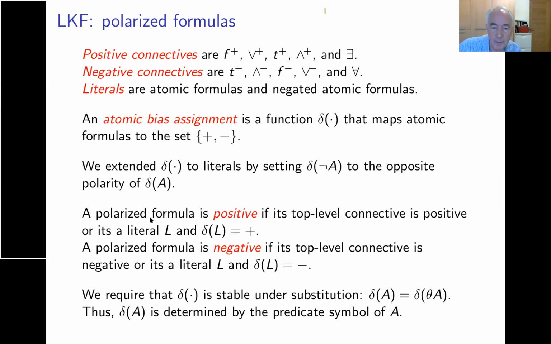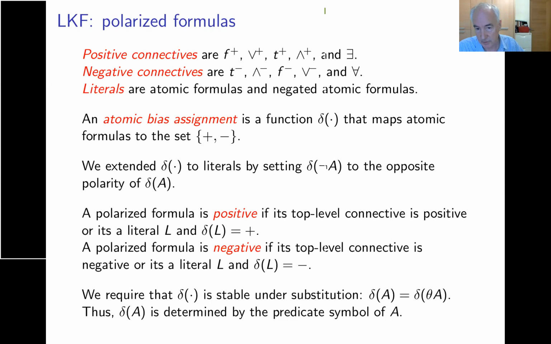Then finally, we say a polarized formula is positive if its top level connective is positive, or it's a positive literal. So we only look at the top level structure. We don't look inside to make this determination. It's positive just on the surface. It's negative, and similarly, just on the surface. And for this talk, I'm going to require that this bias assignment, delta here at the bottom, is stable under first order substitution. In other words, delta of an atom is equal to delta of any substitution instance of that atom, which is essentially to say that the polarity of that atom is determined by its predicate symbol. Those two are equivalent statements. Okay, so that's polarized formulas.